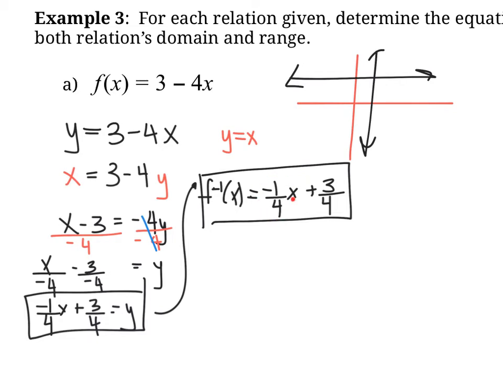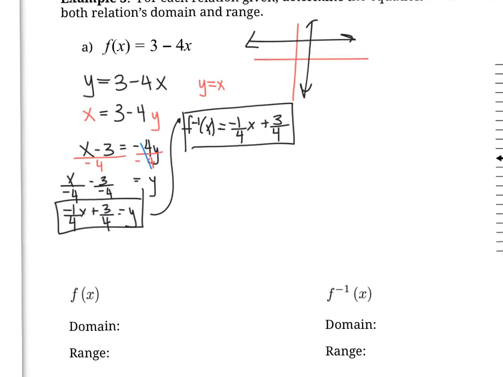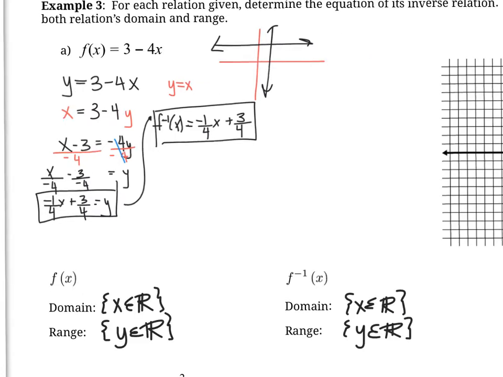We can see the slopes are not undefined or 0. So we know that in this case, both of their domain and range are going to be x is an element of R and y is an element of R. So here is our domain and range. So one more time, our original function is f of x. It's just a linear function with a y-intercept of 3 and a slope of -4. That's going to hit every single x value and every single y value.